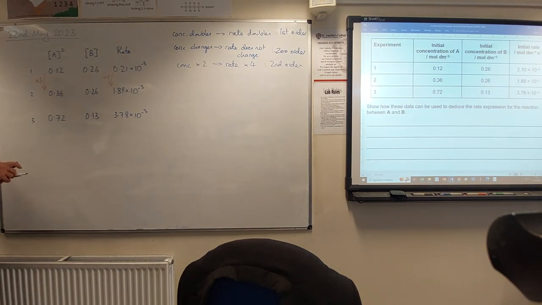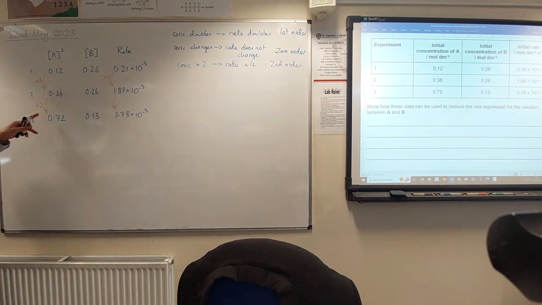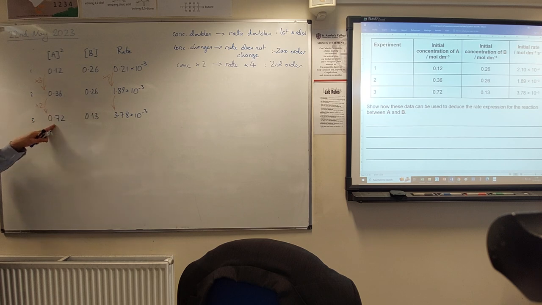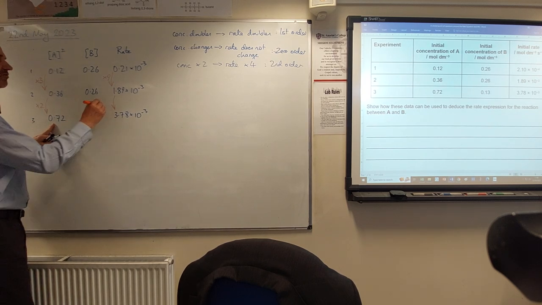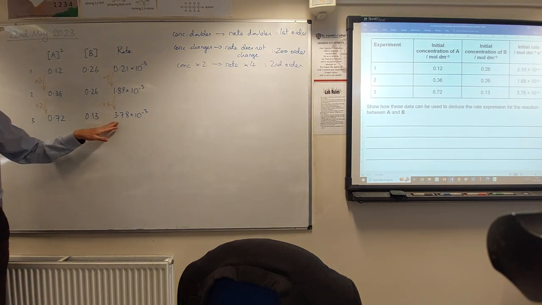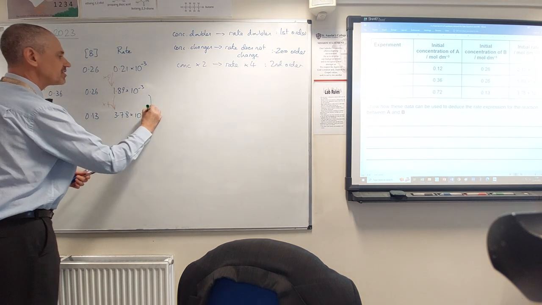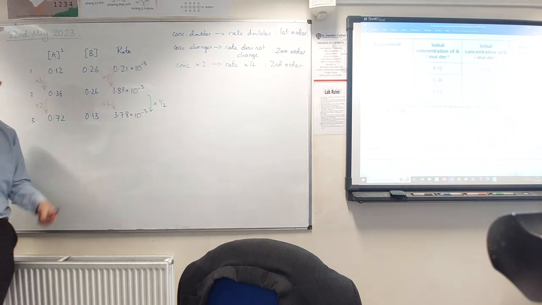So I'm just going to do A first. From here to here, A's doubled. If A was the only thing changing, what would happen to the rate as a result of A doubling? Times by 4. Okay. Right, let's imagine we do that, it will be 7 point something. That's obviously not the rate we've got. So the rate we've got is that it's halved. So it's gone up by 4 and it's halved.